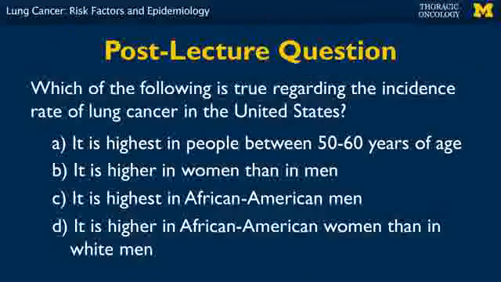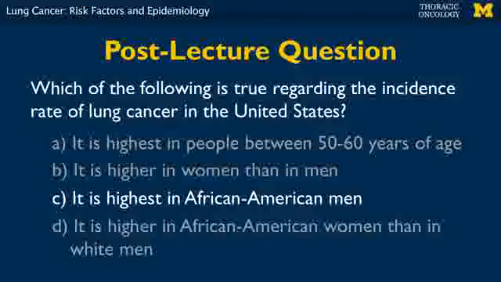So coming back to our initial questions, which of the following is true regarding the incidence rate of lung cancer in the United States? It's highest in people between 50 and 60 years old. It's higher in women than in men. It's highest in African American men, or it's higher in African American women than in white men.